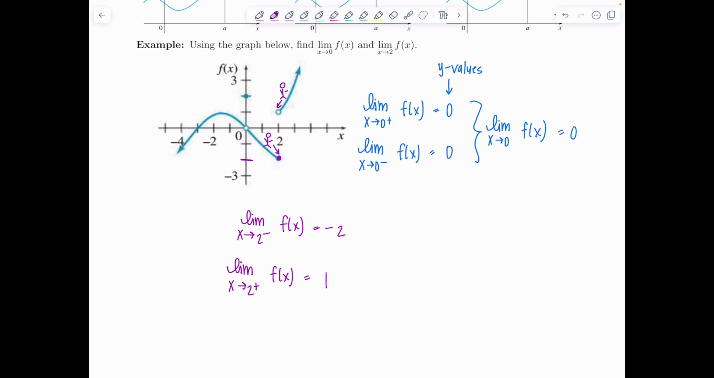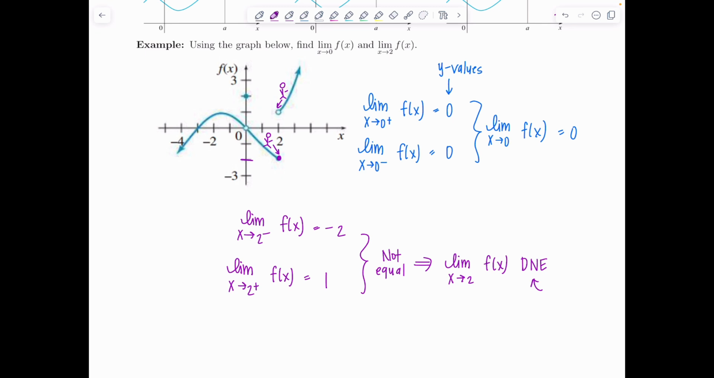Oh no, are you two going to be able to meet up for a coffee, for a gelato? No. -2 does not equal 1. These are not equal. So since they're not the same, then we say the limit as x approaches 2 of f of x, we don't put equals because it doesn't equal anything. We just say it does not exist.